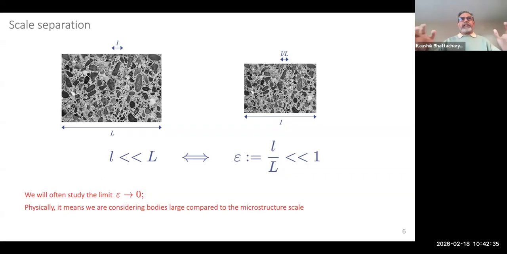However, it's harder to do analysis when you're taking larger and larger bodies. So we rescale everything to a finite domain of length 1. And in that case, the microstructure scale becomes small. So when we say epsilon goes to zero, it doesn't mean that the material scale is somehow becoming small. What we mean is that we are considering larger and larger volumes, and relative to the macroscopic volume, epsilon is small. Okay. So I'm going to pause here and ask if there are questions or comments.